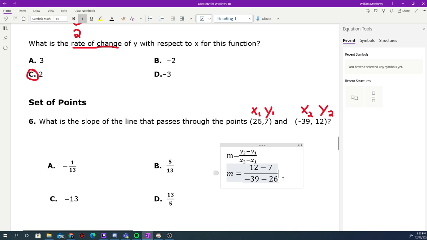Now at this point, you could plug this directly into the calculator if you wanted to do all the steps. Oops, I didn't move all the way over. There we go. 12 minus 7 is 5. And negative 39 minus 26 is negative 65.